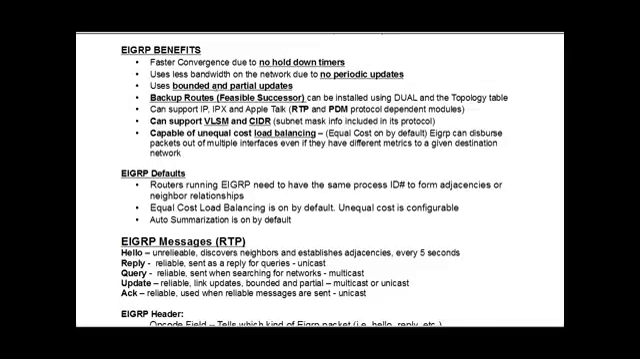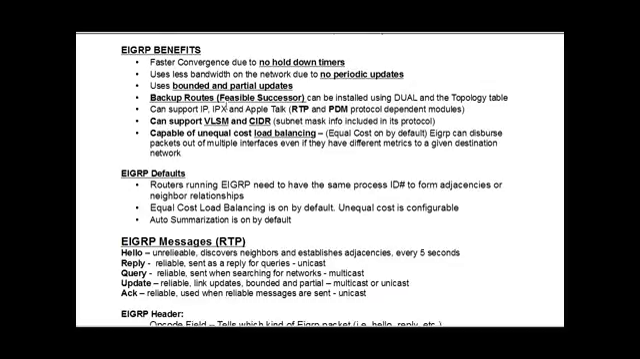It uses less bandwidth on the network due to not having periodic updates like RIP sending out its whole routing table every 30 seconds. I put here, once again, it has bounded and partial updates. We've talked about that. It has backup routes, which are called feasible successor routes, and they can be installed using DUAL and the topology table.